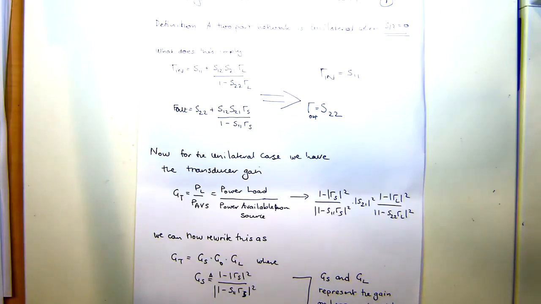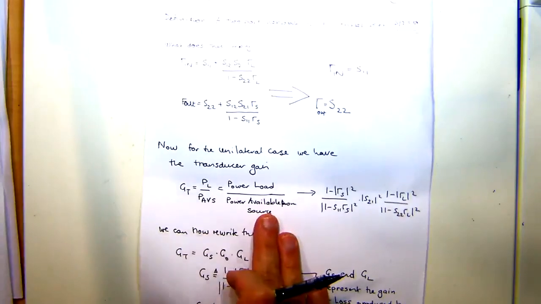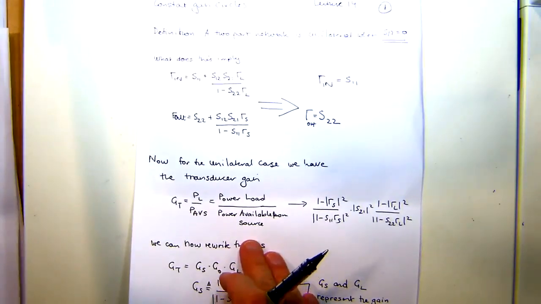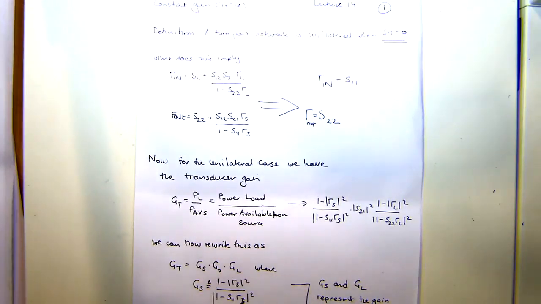we can neglect S12. We'll go through the analysis assuming S12 is 0, and then I'll show you a test that you can do which allows you to determine if you can ignore S12 and use this unilateral assumption. Because other than S12 not being 0, what's the significance of that?